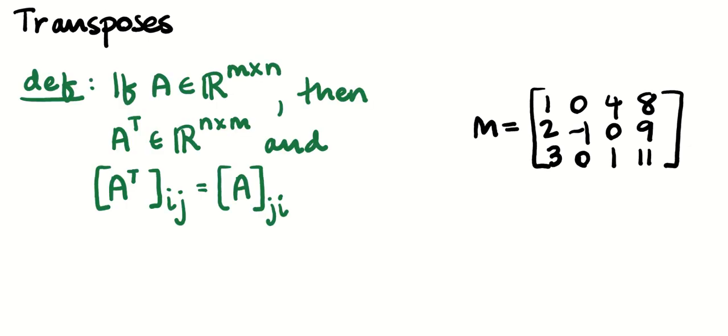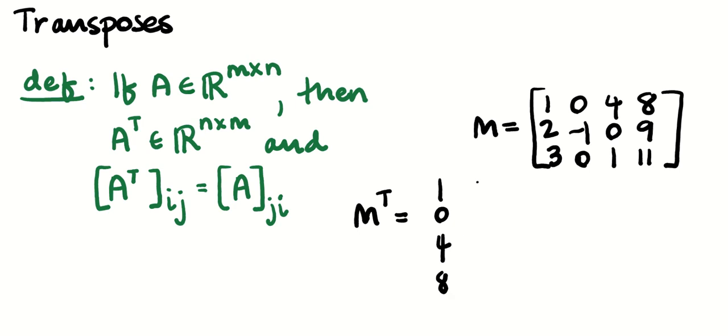So if A is an m by n matrix, then A transpose is an n by m matrix. You can look at the ijth entry definition, but the best way to think about this is that the rows become columns and columns become rows. So M transpose is going to be, well, I'm just going to take the rows and make them columns.